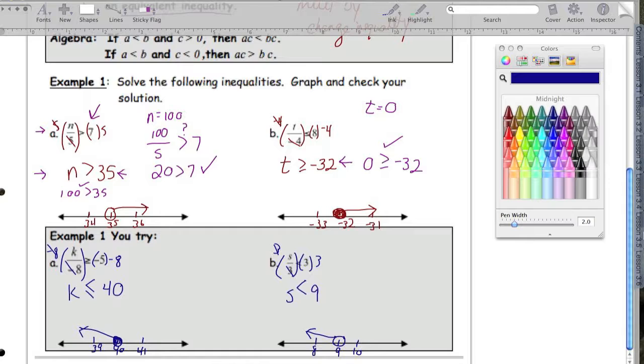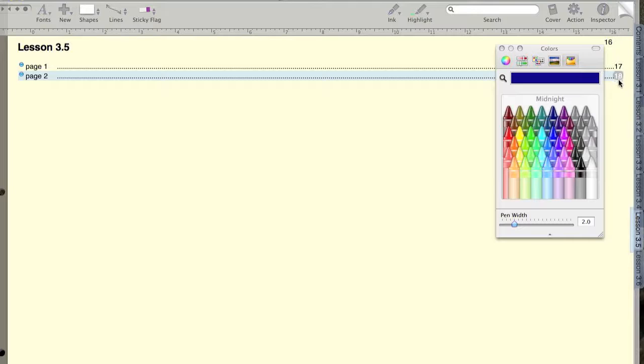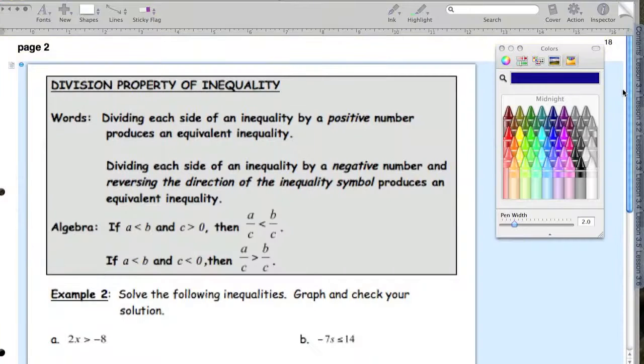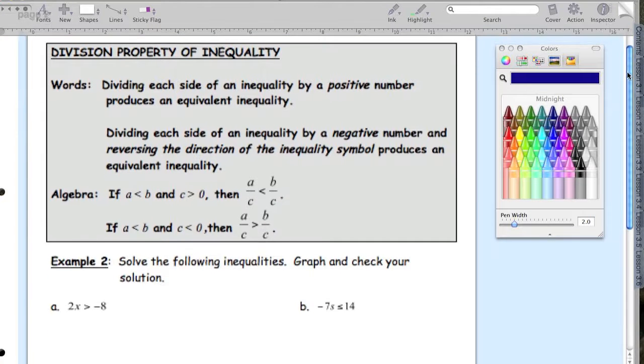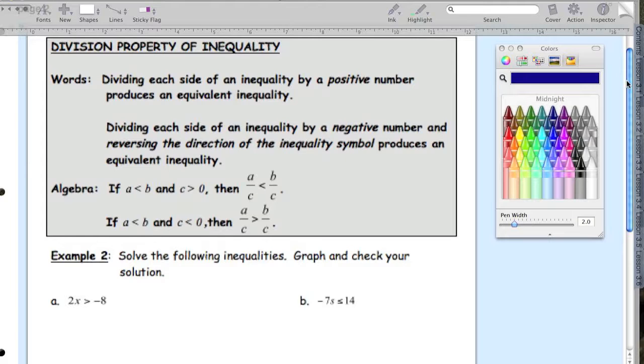In class, we're going to go over why flipping the inequality sign changes. Why we have to change and flip the inequality sign when we multiply or divide by a negative. Right here, we're just taking it off of the properties and going with the procedures that you follow. But again, in class, we're going to talk about why that's the reason, so you don't want to miss that.